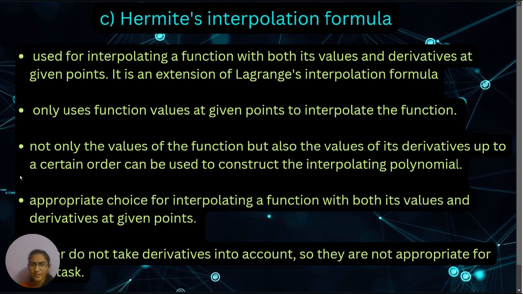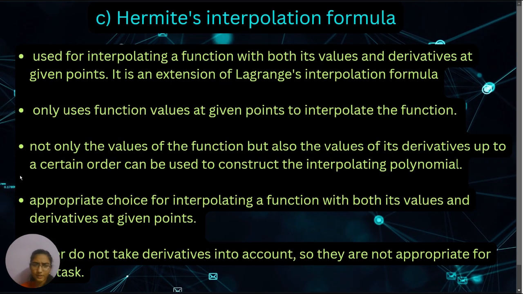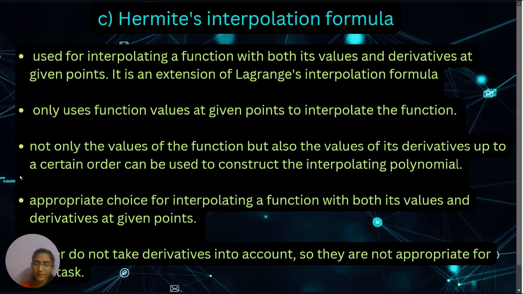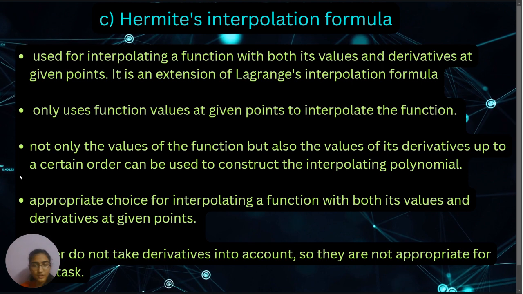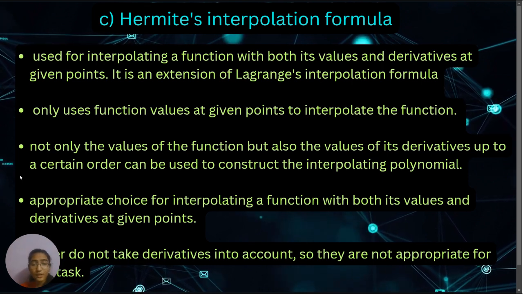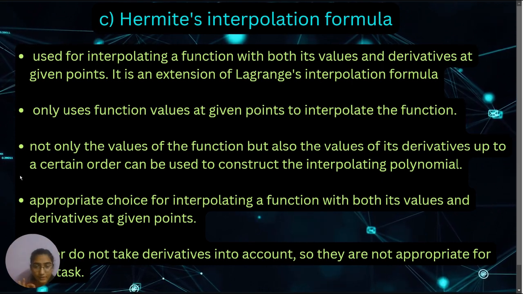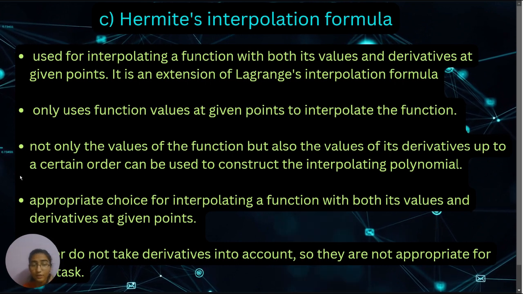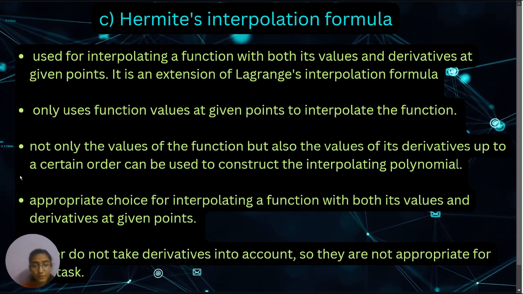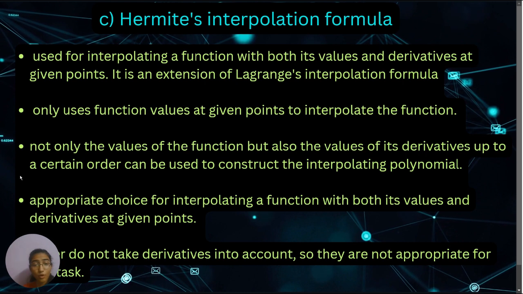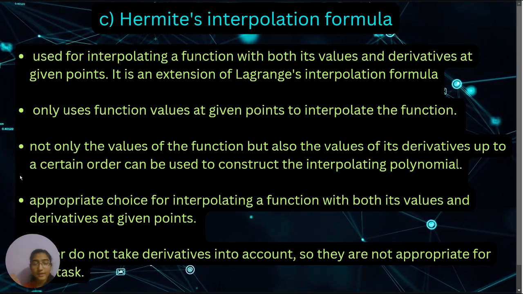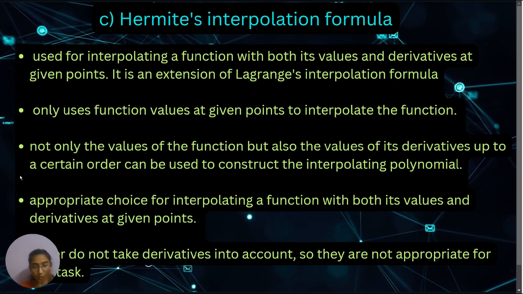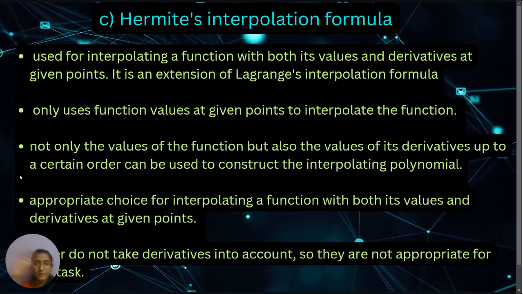So what is Hermite? Basically, it's used for interpolating a function with both its value and derivative at a given point. It is an extension of the Lagrange interpolating formula, which only uses the function value at a given point to interpolate. Here, not only the values of a function but also the values of its derivative up to a certain order can be used to construct the interpolating polynomial, which will pass through these data points.